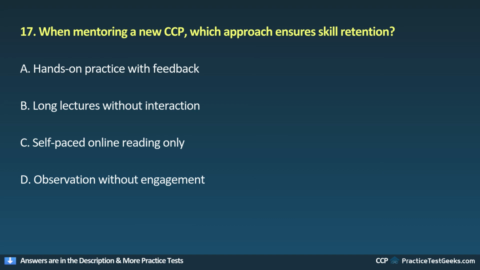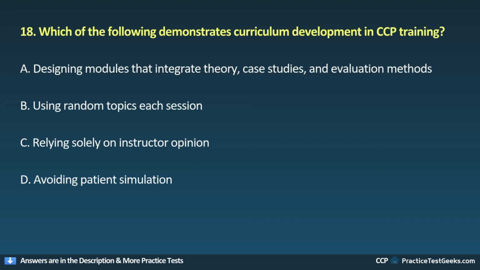17. When mentoring a new CCP, which approach ensures skill retention? A. Hands-on practice with feedback. B. Long lectures without interaction. C. Self-paced online reading only. D. Observation without engagement.